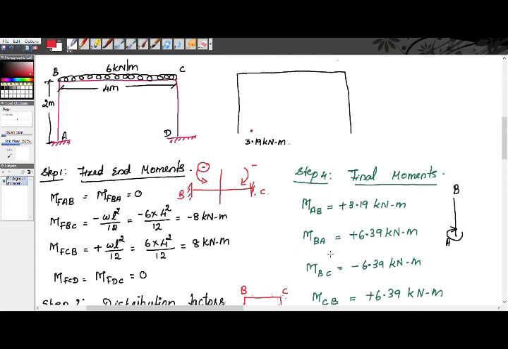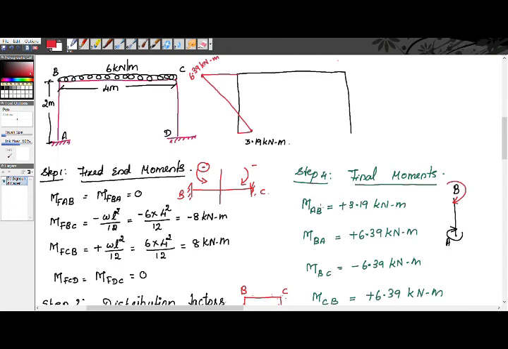Now, MBA, again it is plus. It is clockwise, so draw a clockwise moment at B. It is pointing towards the left. So here it is 6.39 kilonewton meter. So just like this.